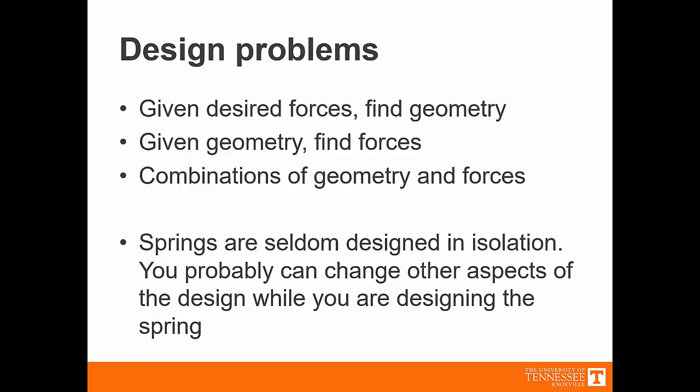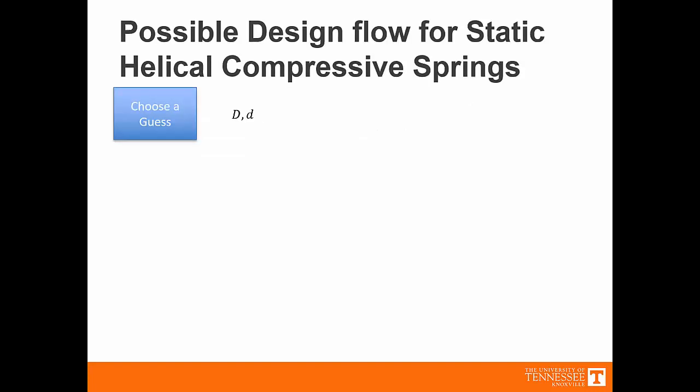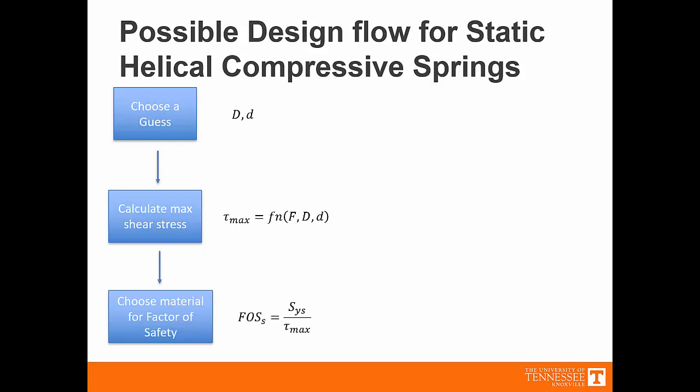So that means you typically are allowed to change other aspects of the design while you're designing the spring. One example of a flow would be to choose a guess. By a guess, I mean a diameter of the wire and a diameter of the coil. From that, we're going to find the maximum shear stress within the spring. That's a function of the forces that are being applied and the diameters of the spring. If that's satisfactory, we'll find a factor of safety. Now notice, this is a factor of safety of yield strength divided by shear stress.